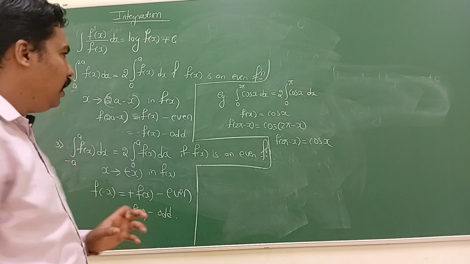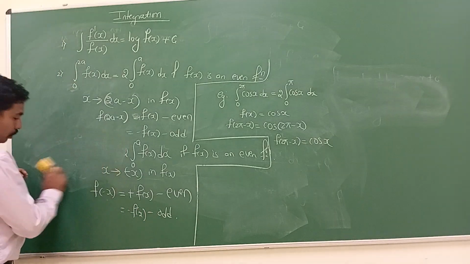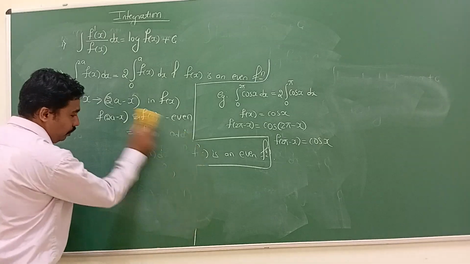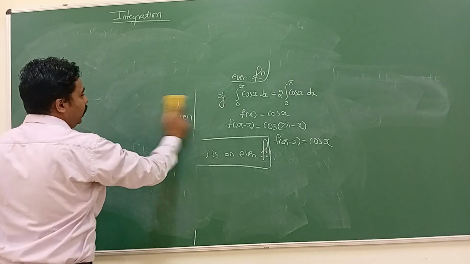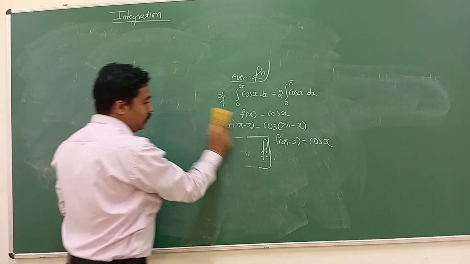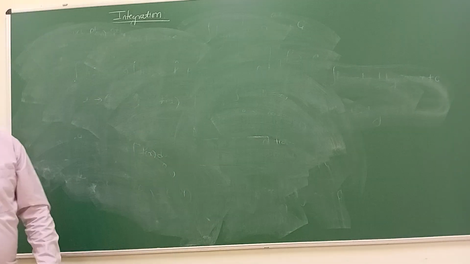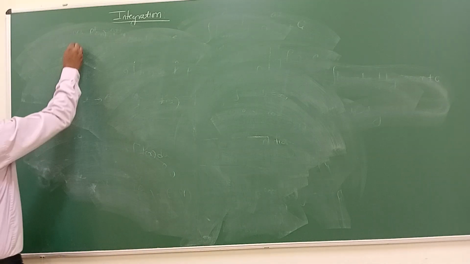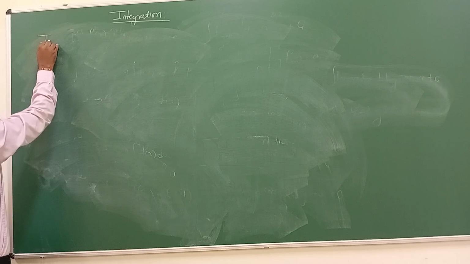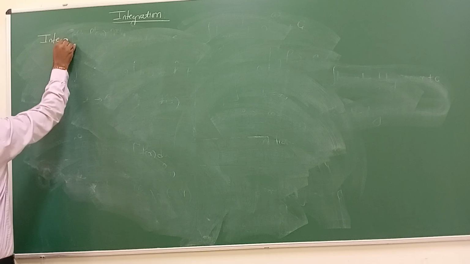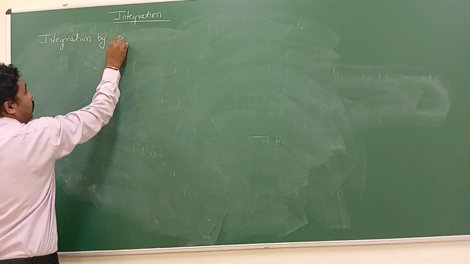Now, these three are important rules in integration, basic rules or properties. Now, we will move on to one more important method in integration. So that is integration by parts. Integration by parts method. What it says, I will just write that heading, integration by parts.